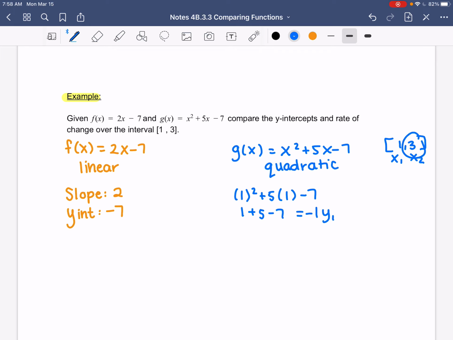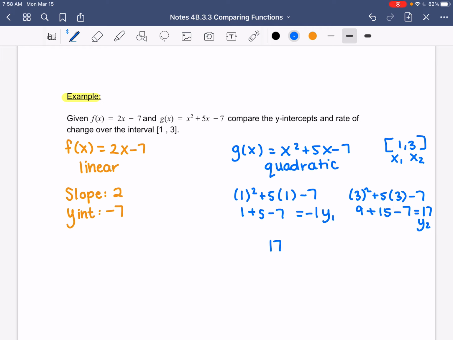And then I'm going to plug in 3. So I plug in 3 squared plus 5 times 3 minus 7. 3 squared is 9, plus 5 times 3 is 15, minus 7. 9 minus 7 is 2, and then 2 plus 15 is 17. So that's y2. So I'm going to plug them into my slope formula.